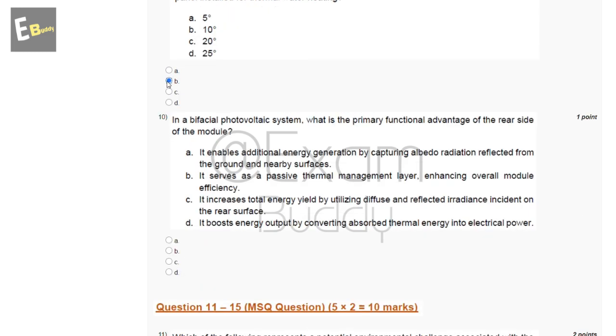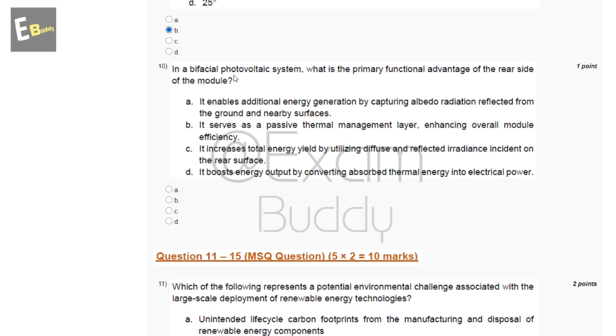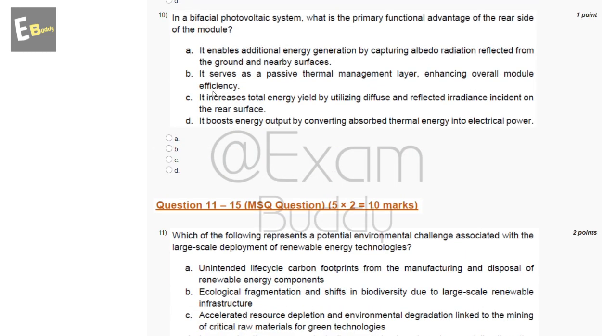Now the 10th question is, in a bifacial photovoltaic system, what is the primary functional advantage of the rear side of the module? So these are the options, and the answer of our 10th question is A. It enables additional energy generation by capturing albedo radiation reflected from the ground and nearby surfaces.